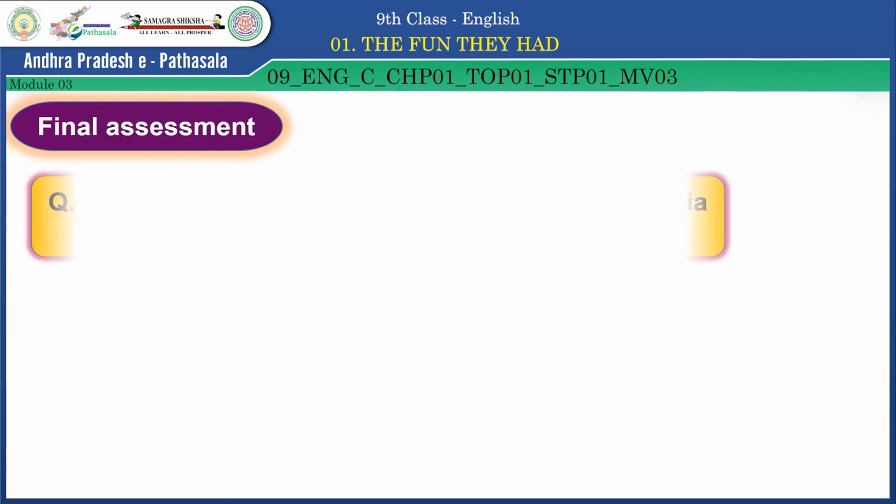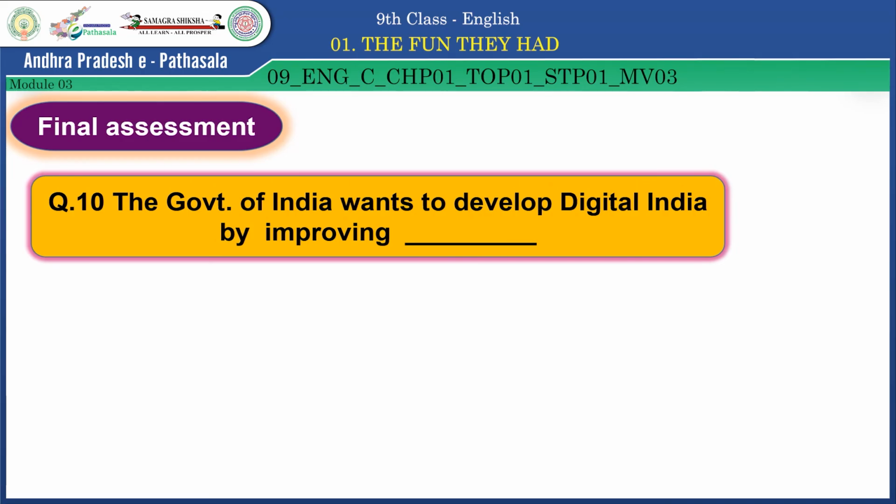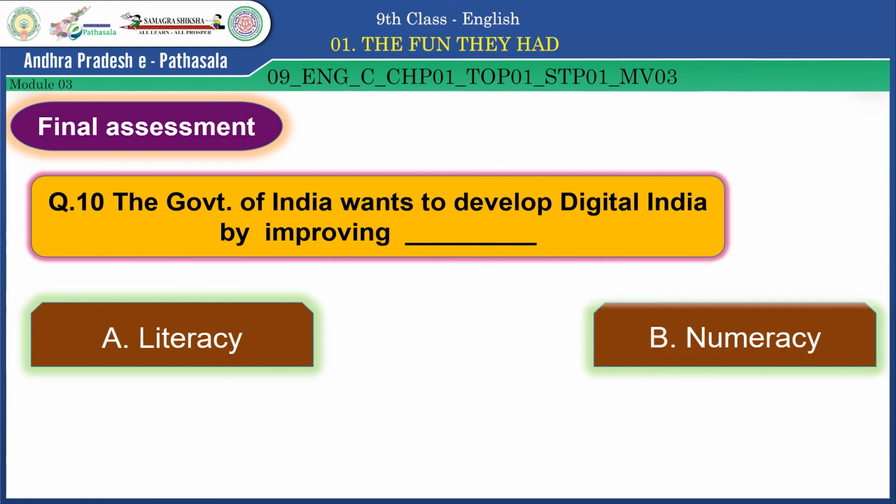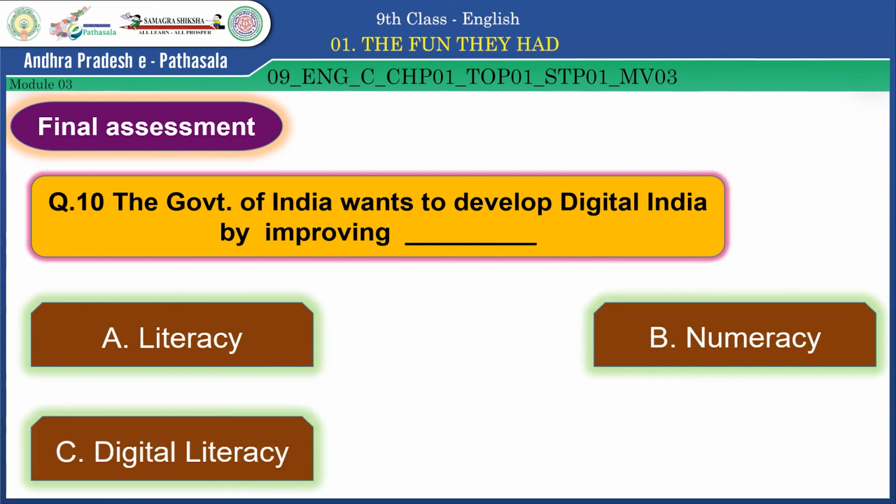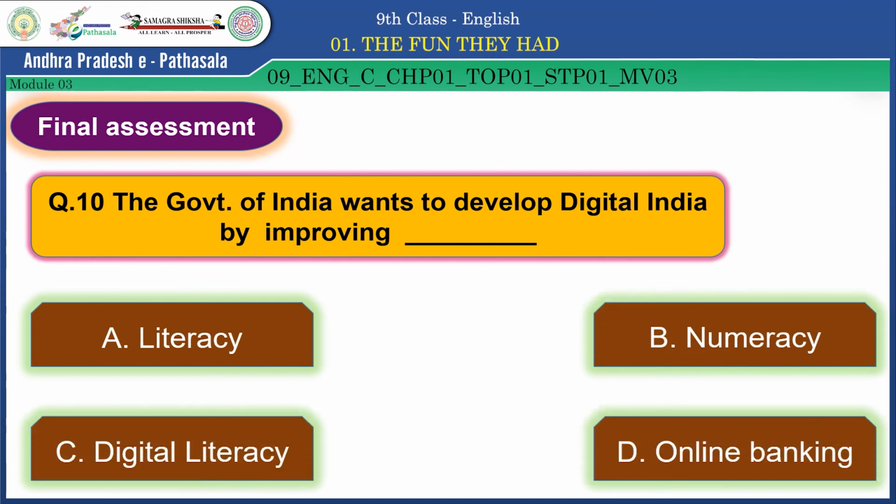The Government of India wants to develop a digital India by improving literacy, numeracy, digital literacy, or online banking. What do you think is the right answer that fits in the blank? Yes, the answer is C. Digital literacy. Hooray!